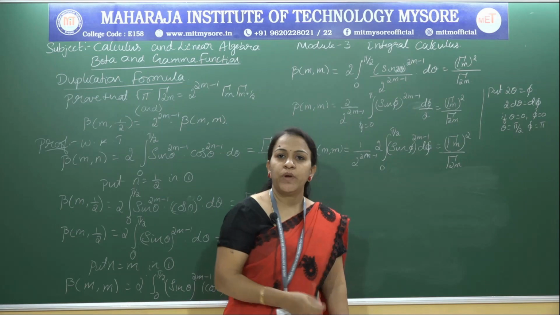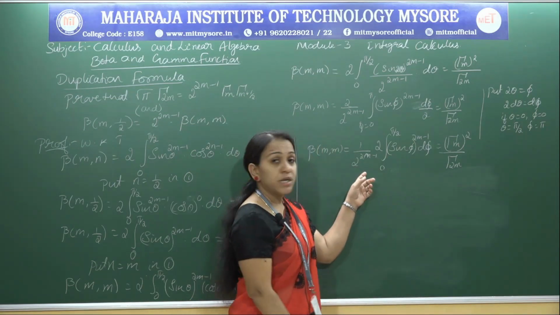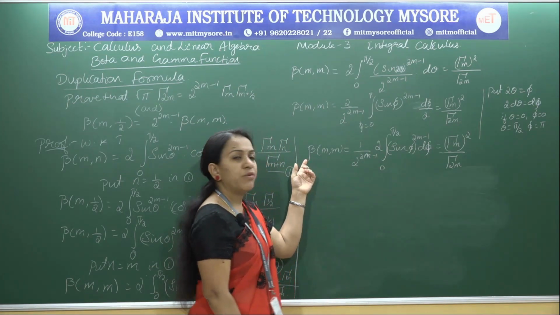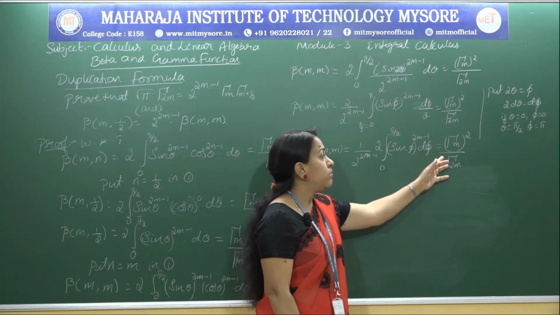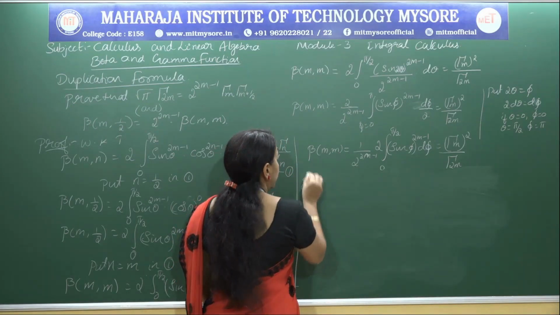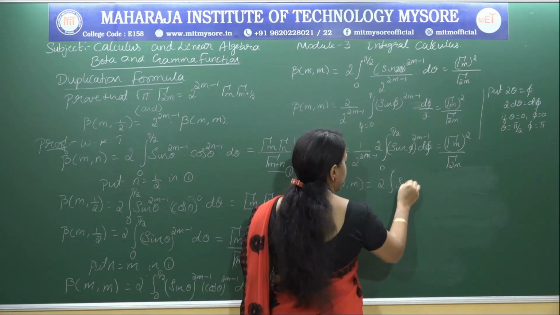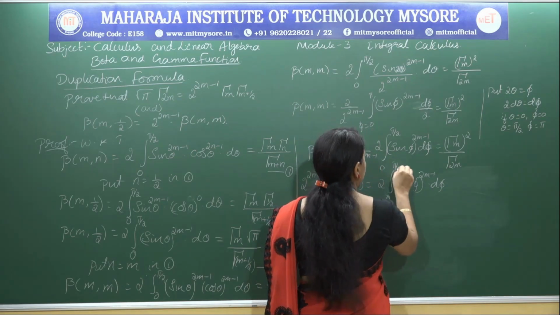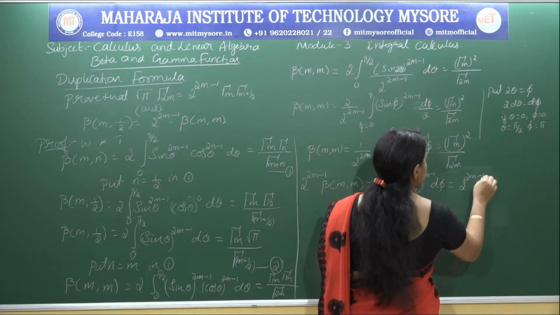So now, to get the required result, we have here beta m comma m with a multiple 2 power 2m minus 1. So in this step, if I multiply 2 to the power of 2m minus 1 to the whole equation, then I will get here 2 power 2m minus 1 into beta m comma m, and 2 times the integral of sin pi, and 2 to the power of 2m minus 1 into gamma m whole square by gamma 2m. So let me multiply the 2 power 2m minus 1 to the whole equation, so that we have this equal to 2 times sin theta pi whole power 2m minus 1 into d pi between the limit 0 to pi by 2, is equal to 2 to the power of 2m minus 1 into gamma m whole square divided by gamma 2m.